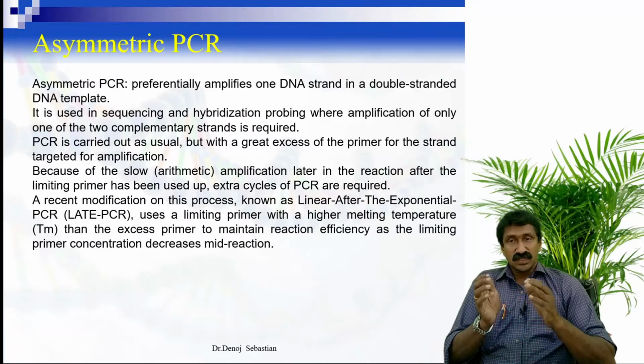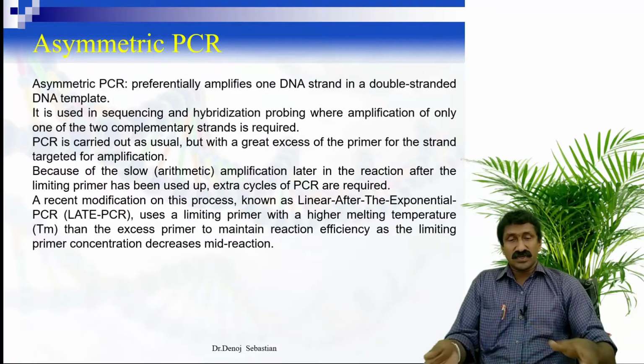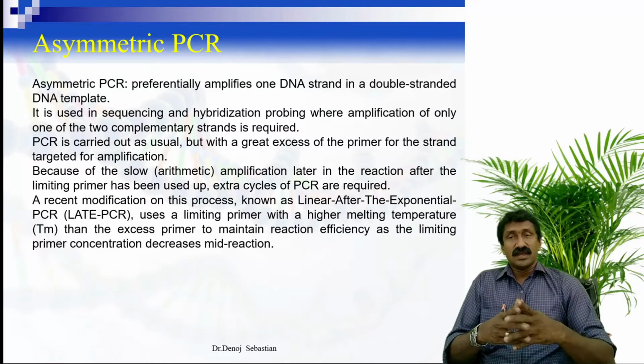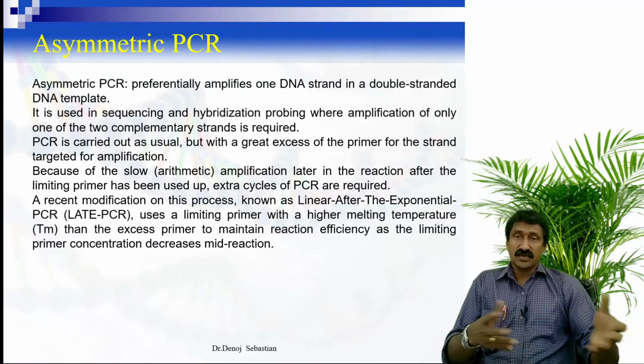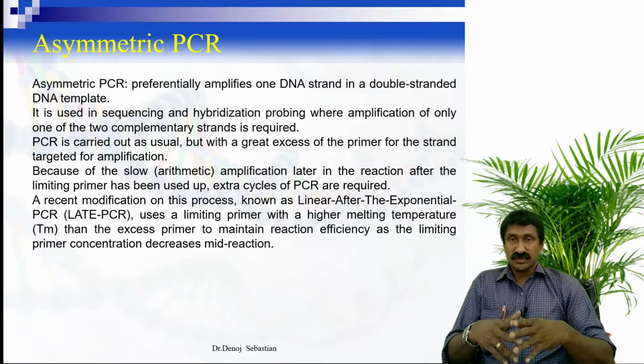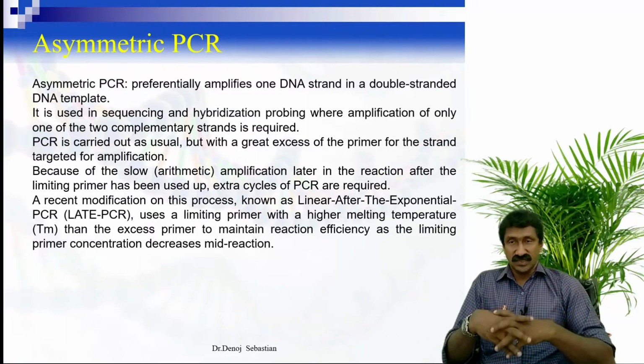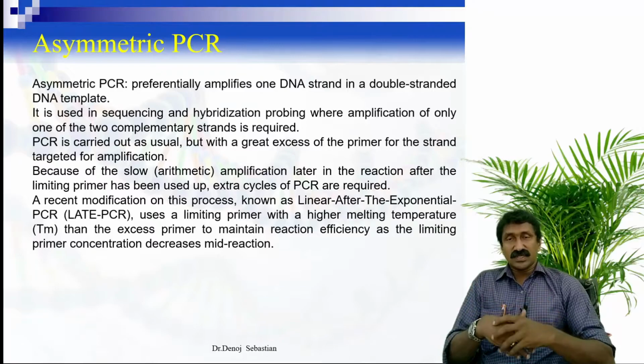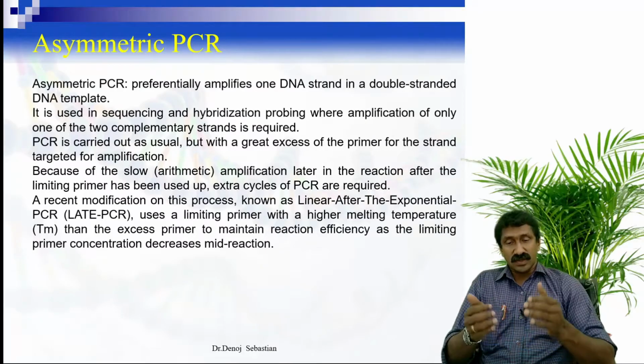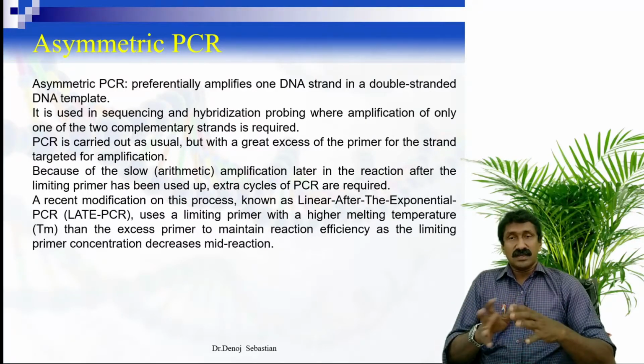It is used in sequencing, where for DNA sequencing you need only sufficiently larger quantities of a single strand of the DNA. So if you know the sequence of one strand, the other complementary strand can be easily predicted. So you don't need to amplify and sequence both the strands of the DNA. So in the sequencing process, you actually require one strand of the DNA amplified in sufficiently larger quantities, for which asymmetric PCR is a choice.